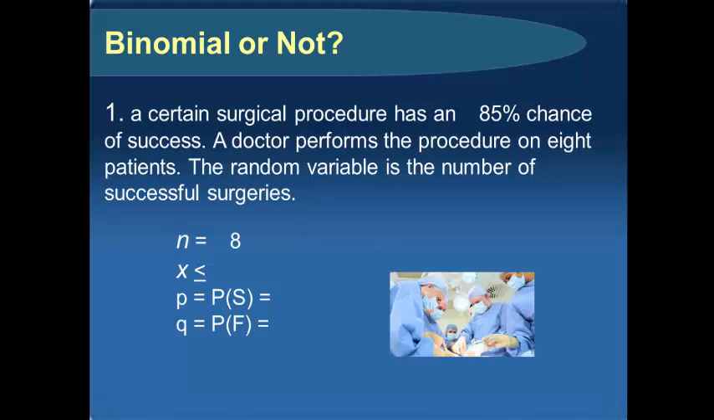n is equal to 8, which is the number of patients. The random variable x is less than or equal to 8. The probability of success is equal to 0.85. The probability of getting a failure is equal to 0.15. Of course, this is a binomial experiment, since we have 2 possible outcomes.